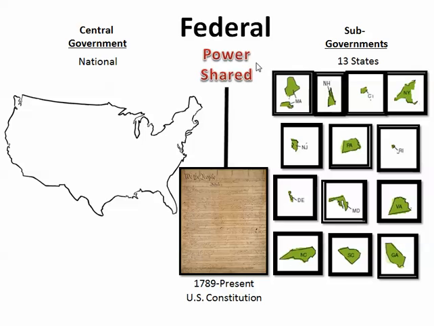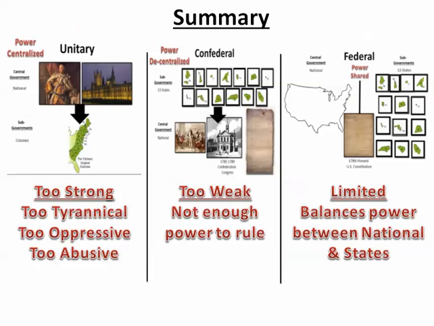So where's the locus of power to rule? Well, it's in both. Both are going to share power to rule over the people. It's a hybrid government between unitary and confederal. It's a little of both. And that's what our founding fathers created, a hybrid government that had elements of unitary and elements of confederal in it. Okay, so let's summarize real quick.